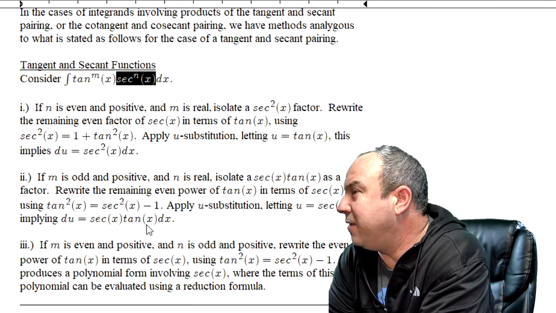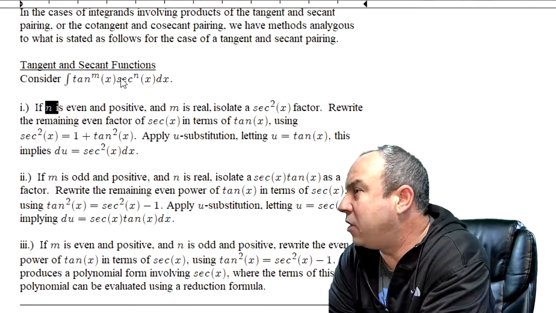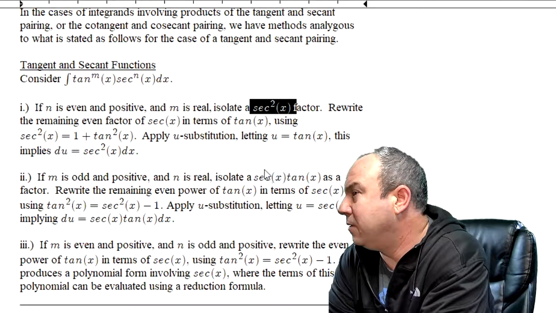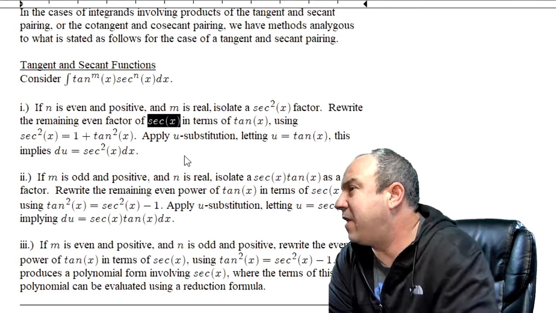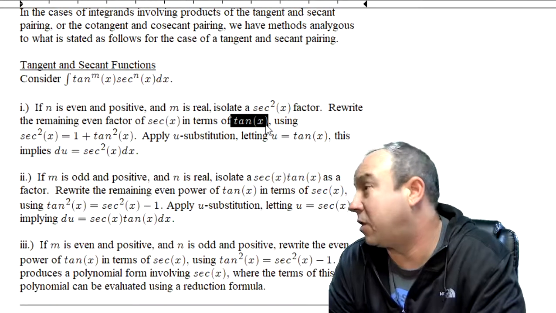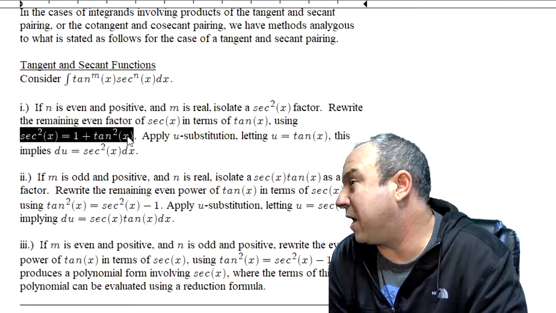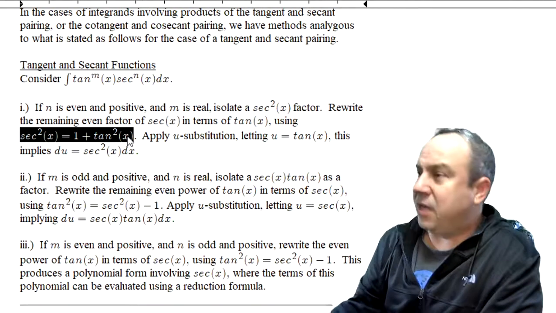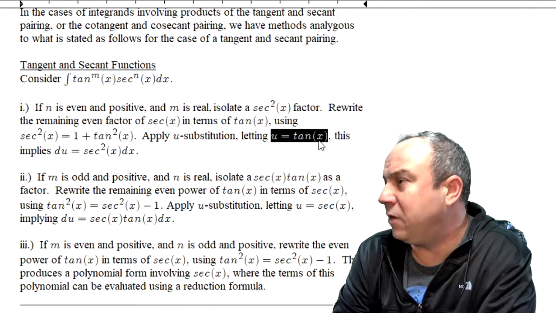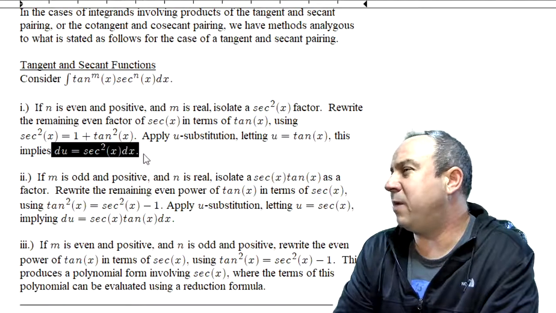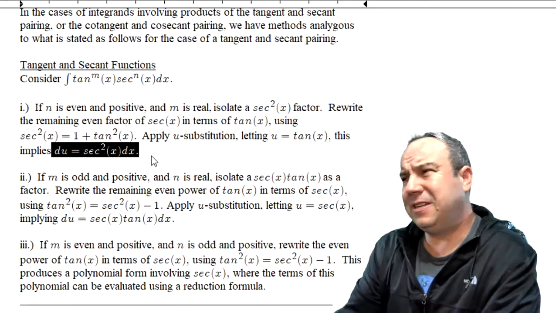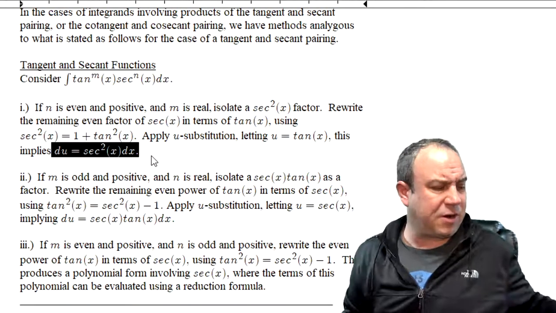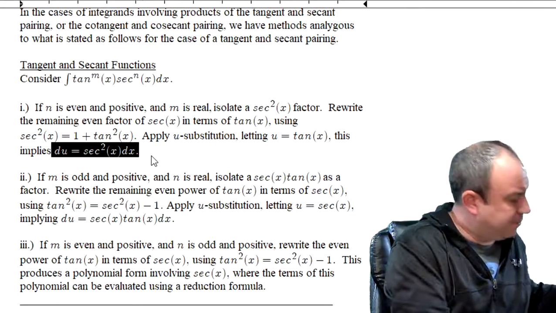Instead of secant of n of x, where n is even, you would have cosecant of n of x, where n is even. And you would still isolate a cosecant squared. And you would rewrite the remaining even factors of the cosecant in terms of cotangent, using their respective Pythagorean identity. And then you would apply some u substitution, letting u equal the cotangent of x, where du would then be equal to, I believe it is opposite? du would be equal to cosecant squared of x dx. I'd have to look that up.